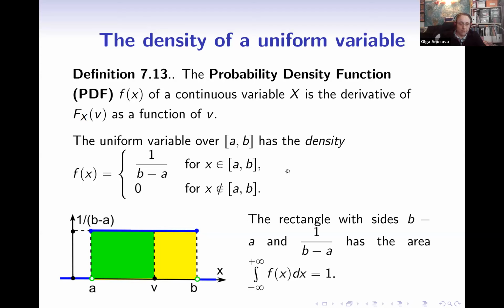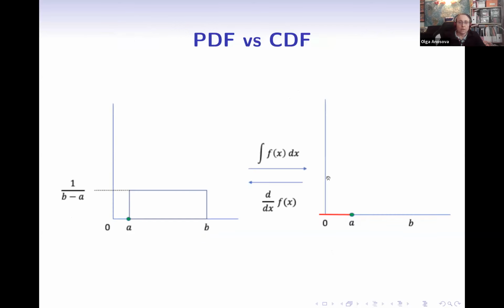And then we can see that if we depict this function, it will represent a 0, then a line at this height, then 0 again, such that the area under it will be equal to 1, to the maximum possible probability. And the question is, is it just a coincidence? Well, not really. Let's have a look at how they all are connected.